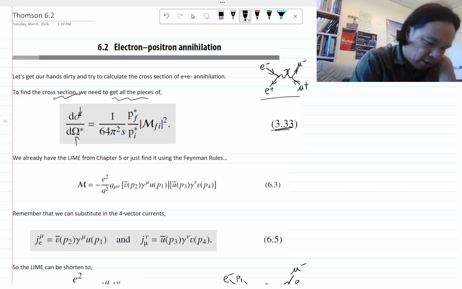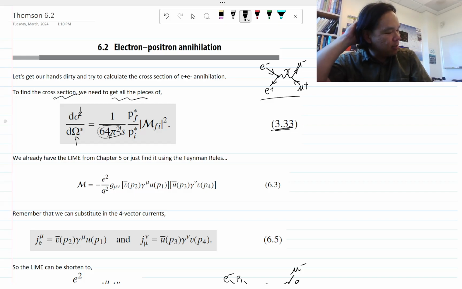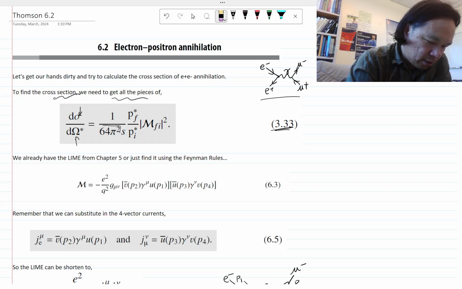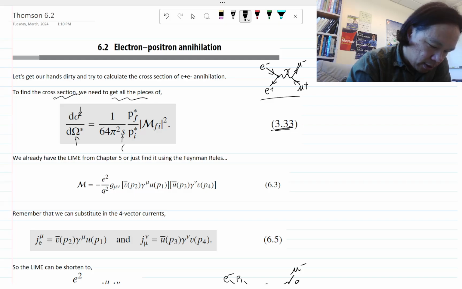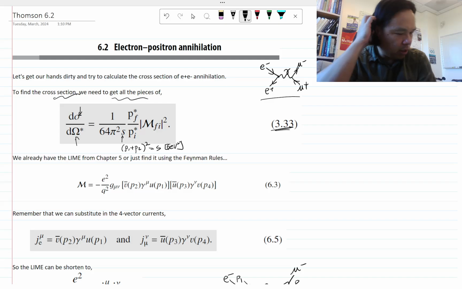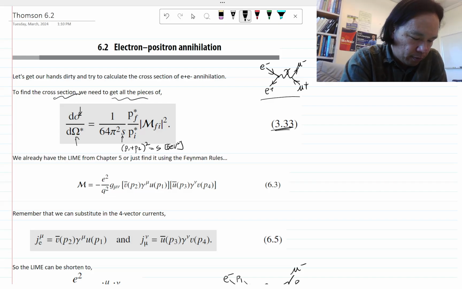Just to remind you what these other factors are, right? 1 over 64 pi squared. That's just from a bunch of 2's that got factored in. The pi is geometric. This s here is the center of mass energy squared. Remember, s is actually equal to (p1 plus p2) squared, so it has units of GeV squared, okay? I remember that some people made that mistake in the first exam where you forgot to square p1 plus p2 in order to calculate s, okay?